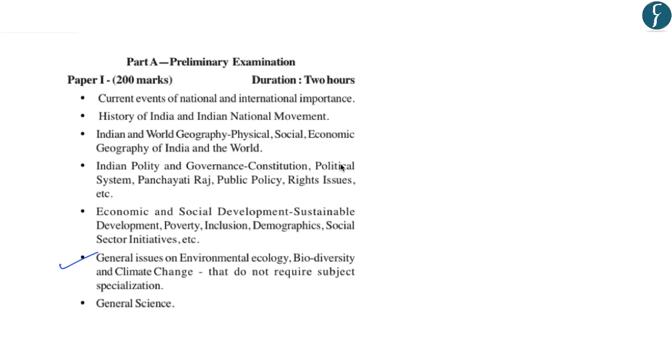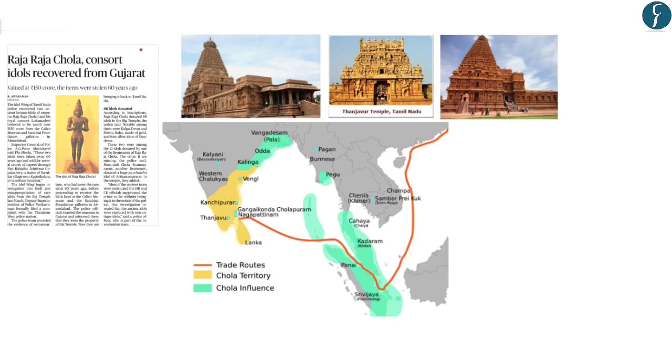With this, let's move on to the next news. The next news appears on page number 7. The news reads, Rajaraja Chola consort idols recovered from Gujarat. Now, in this news, let us understand certain basic facts about the Chola Empire as well as the Chola architecture.